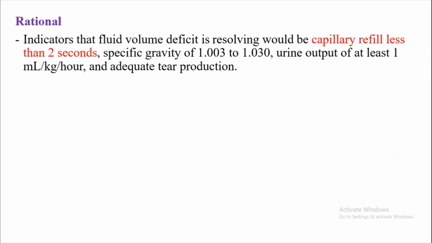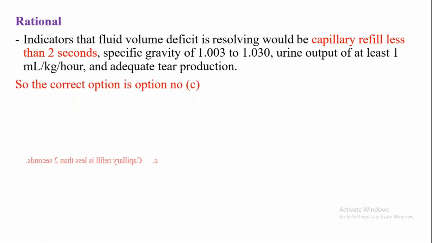Indicators that fluid volume deficit is resolving will be: capillary refill less than 2 seconds, specific gravity of 1.003 to 1.030, urine output of at least 1 ml per kg per hour, and adequate tear production. So the correct option is option number C. Capillary refill is less than 2 seconds.